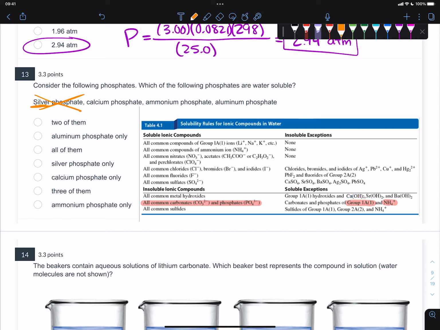What about calcium? Calcium phosphate falls into the every other phosphate category. Calcium is not group 1 and is not ammonium, not soluble. Ammonium phosphate is one of our exceptions. It is soluble. And then aluminum is not group 1 and it's also not ammonium. So it's not soluble. So it's just one. So only the ammonium phosphate is soluble based on the rules. The other ones are not soluble. So that one's just looking at your solubility rules, and maybe you'll have that as a reference, not sure.